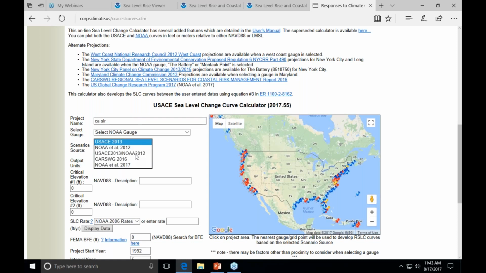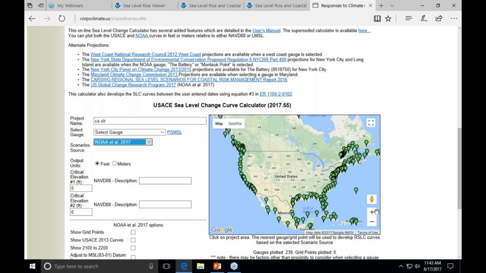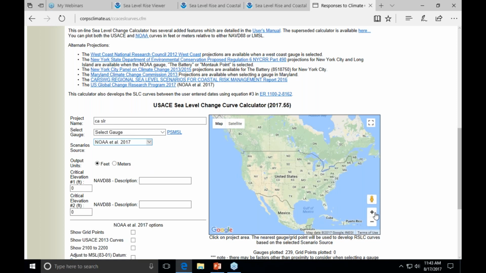Now, if you go to the new report, you can go in here and look at different scenarios. That's the Parris et al. NCA3. You can do combined. The Corps of Engineers has their own sets of curves. This is that DOD report, and then the new one, NOAA et al. 2017. All right, so you can zoom in.